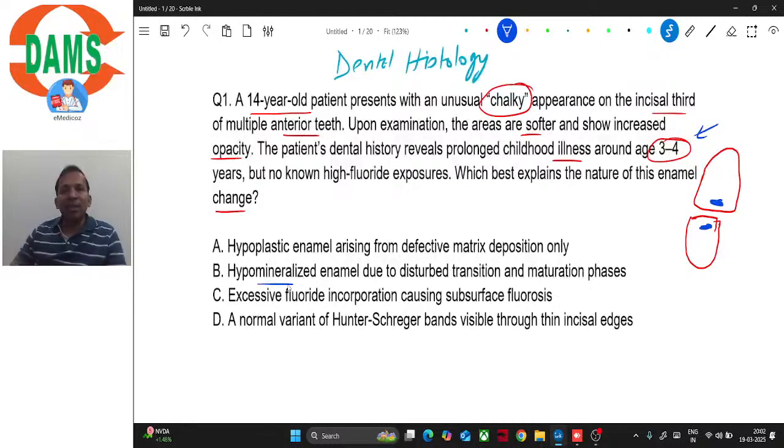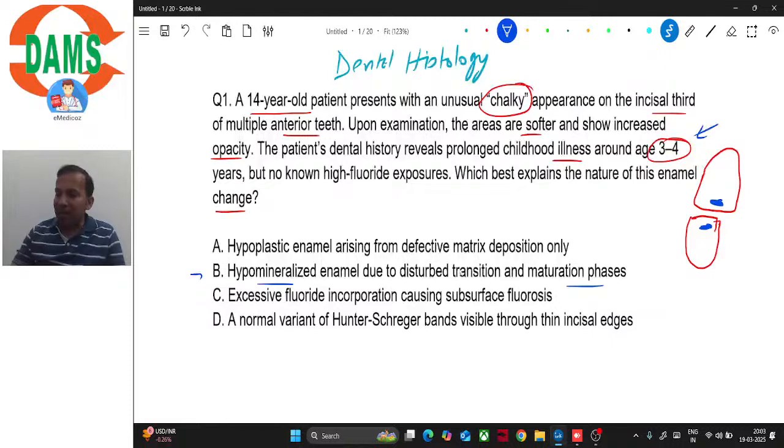Because in case it is hypoplasia, that means there is a defect in the matrix and the shape of the tooth would be defective, isn't it? But hypomineralization, that is chalky, there is lack in mineralization, the area that has less mineral, isn't it? So option B, that is hypomineralized enamel due to disturbed transition and maturation phase because the child was ill. So the ameloblasts were not doing their function properly, isn't it?